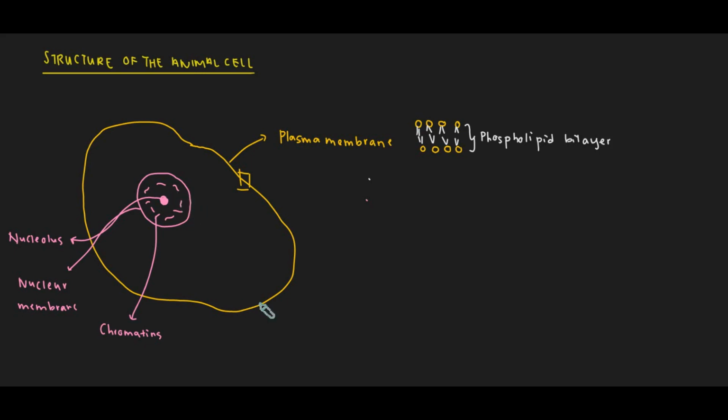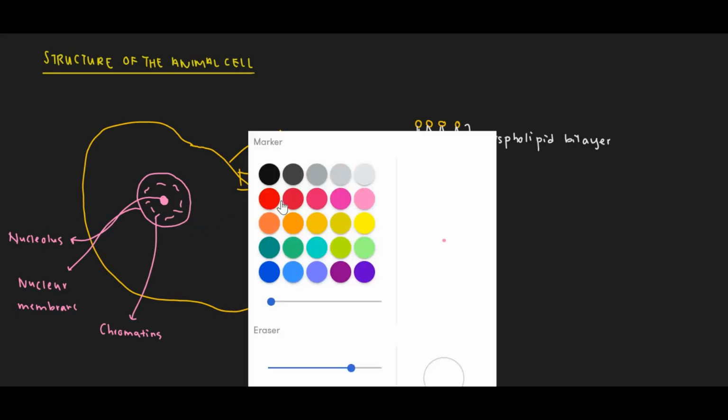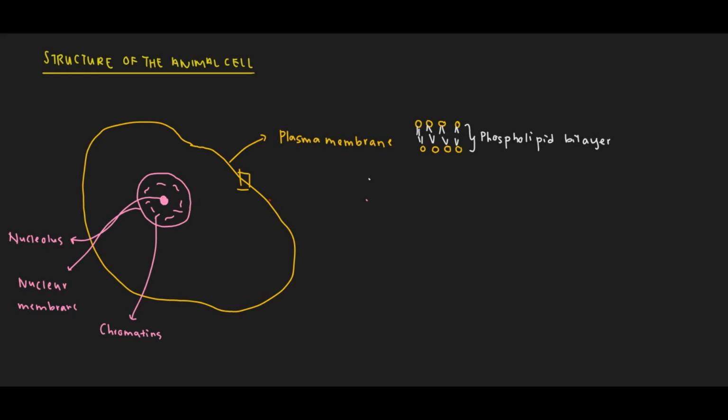Next, we are going to draw the rough endoplasmic reticulum and the smooth endoplasmic reticulum. The rough endoplasmic reticulum and smooth endoplasmic reticulum are located near the nuclear membrane. The smooth endoplasmic reticulum and the rough endoplasmic reticulum are an extensive network of folded membranes which form interconnected tubes. The outer surface of the SER, the smooth endoplasmic reticulum, does not have any ribosomes. So here is the smooth endoplasmic reticulum.